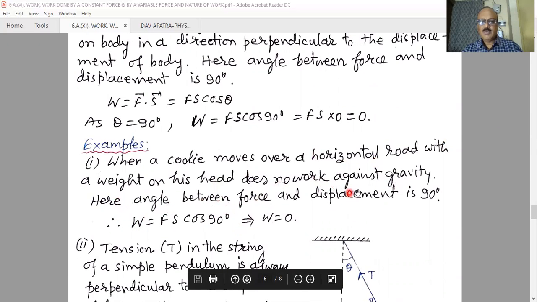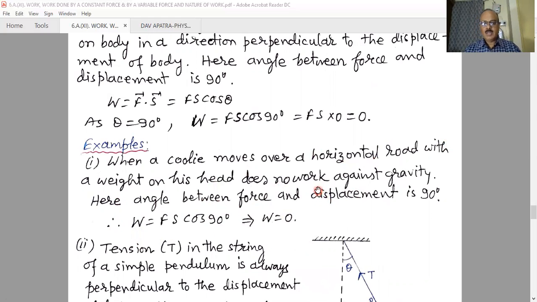Here, the angle between the force and the displacement is 90 degrees, and W equals Fs cos 90 degrees, that is, W equals 0. This example should be clear to you. When the coolie takes a load and moves on a horizontal platform, the force applied on the load by the coolie is against the gravitational force, but the movement of the coolie is perpendicular to the gravitational force on the horizontal platform.